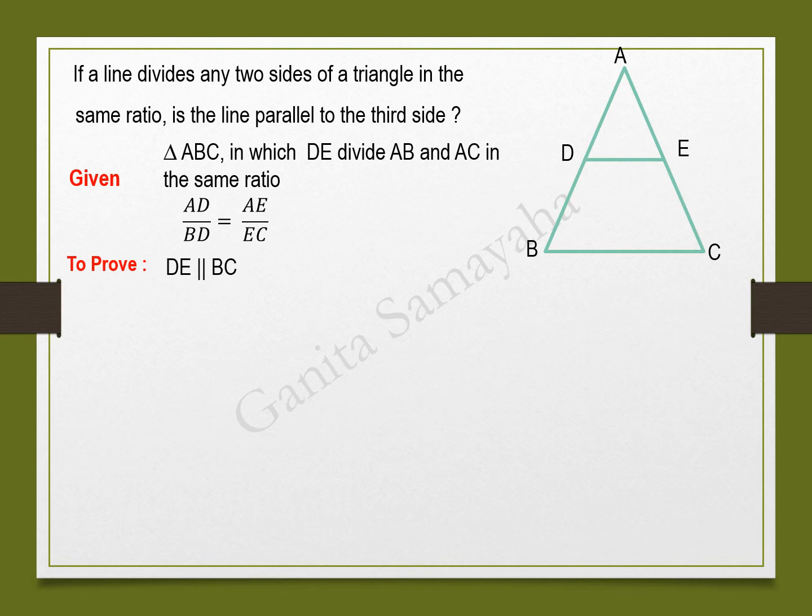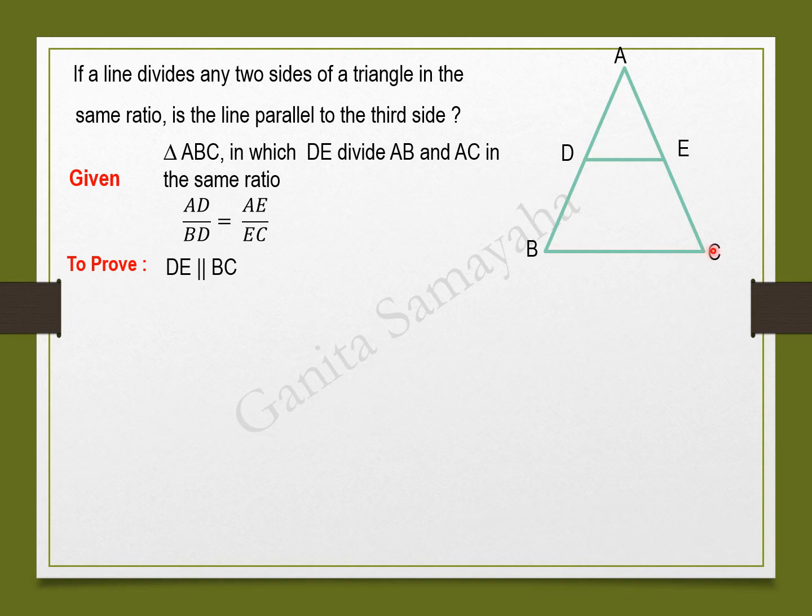Okay. Now, let us assume that DE is not parallel to BC, children. So, in that case, there must be some line through D which must be parallel to BC. Last year under postulates with respect to parallel lines, we have studied this. Given a line and a point outside it, through that point, there must be one and only one line that is parallel to the given line.